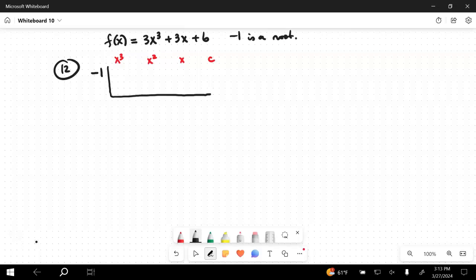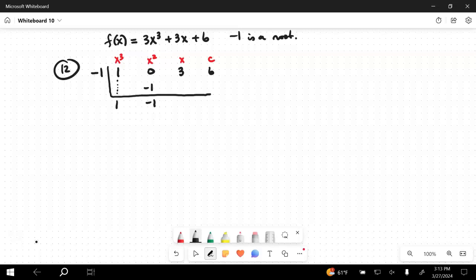So it is a third-degree polynomial, but it's got a coefficient of 1 on the third-degree term. There is no second-degree term, so we're going to use a placeholder of 0. The x term has a coefficient of 3, and 6 is our constant term. Now, quickly, we'll do the synthetic division from left to right. Negative 1 times 1 is negative 1. Add down.